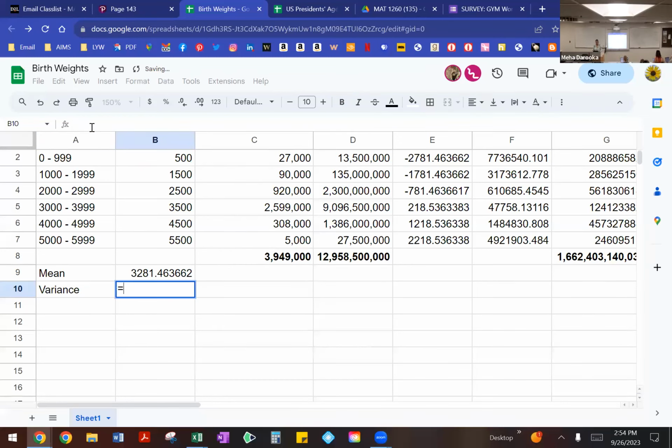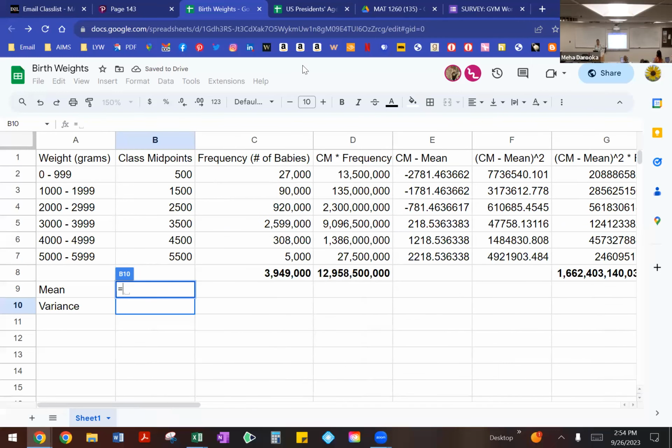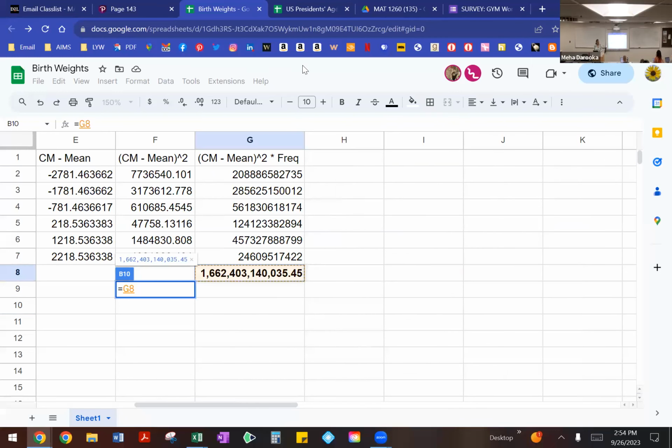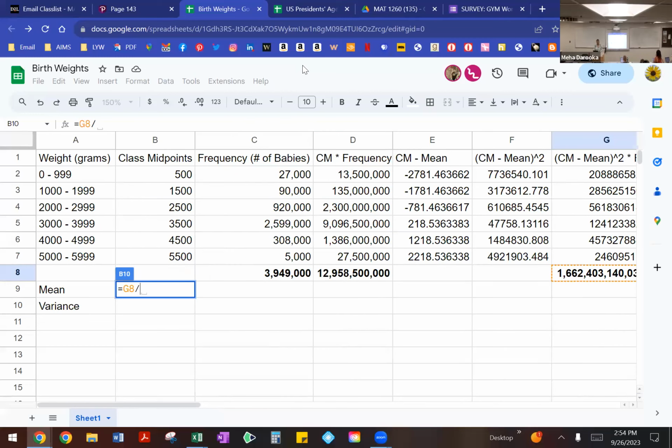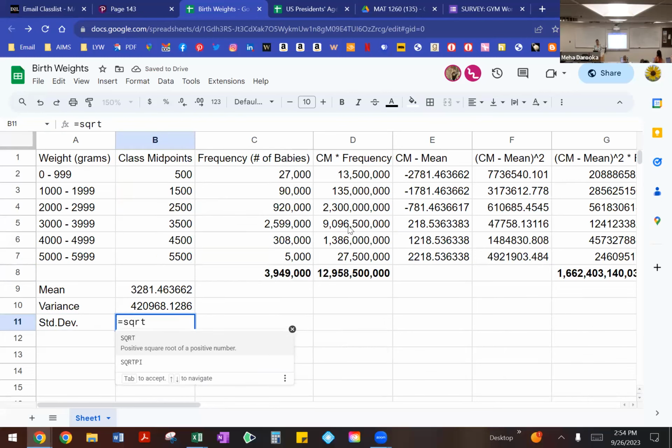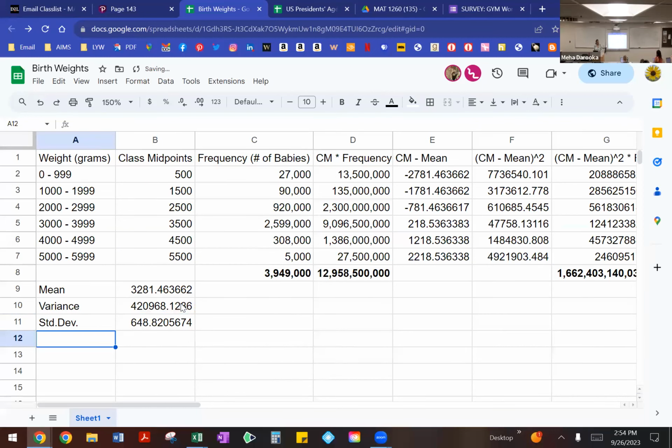So the variance is where you're going to take that total of the last column we just calculated, this number here, and divide it by the total of your frequency column, which was that 3,949,000. So you're dividing it by the total of the frequency column. This gives you your variance. And then the standard deviation is literally going to be the square root of your variance number. And you can obviously do it in one step. You can do the square root of that division, but we're just breaking it up into two parts so you can see the variance.